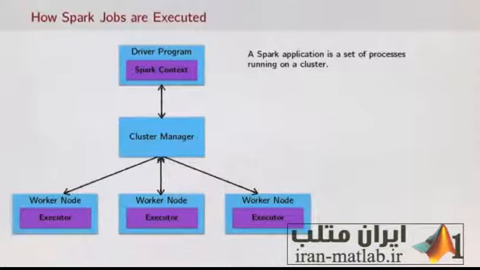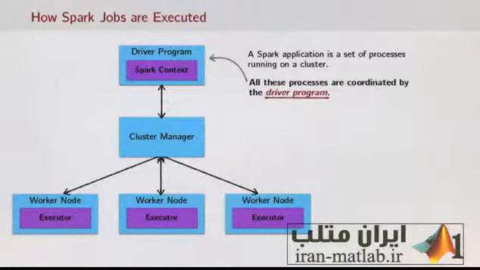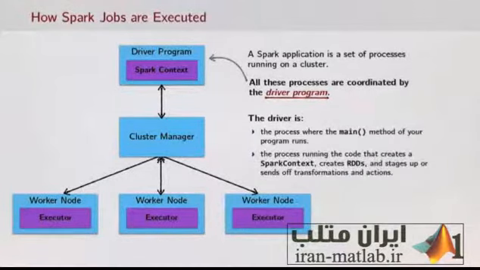So when you take a step back, it's best to think of a Spark application as a set of processes that are running on a cluster, where the driver program, the driver node here, the master node, is coordinating all of these processes. And it's important to remember that the driver is where the main method of your program runs, and the process running the code that creates the Spark context, creates RDDs, and stages up and sends off transformations and actions, that all lives here on this driver node. So the driver node, or the driver program, is really the brains of your Spark job.